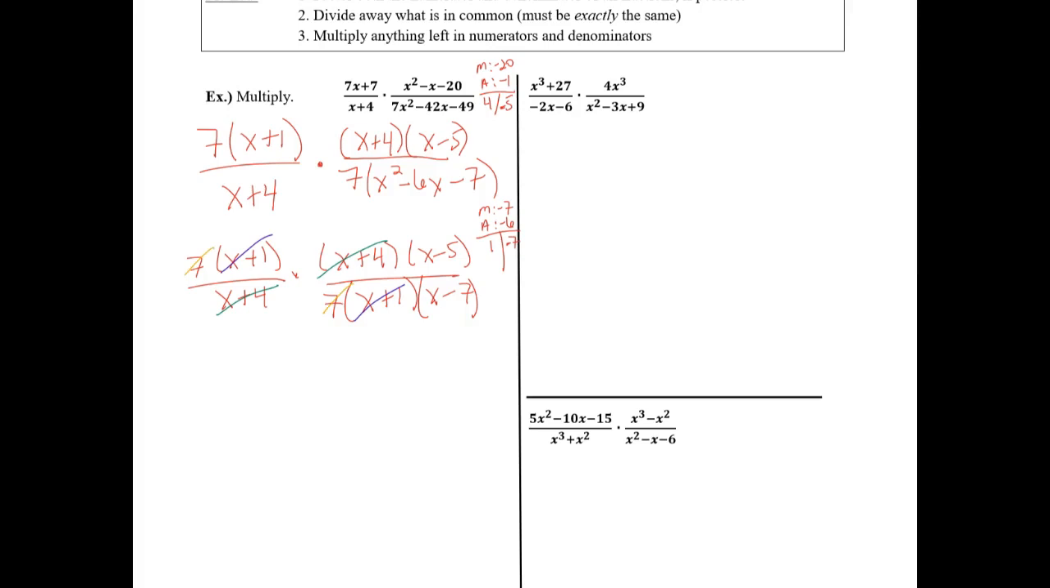Once everything's divided out, you multiply anything that's left. So in the numerator, I only have x minus 5 left. In the denominator, I have x minus 7 left. And that is as far as you can go. Go ahead and try the 2 on the right.